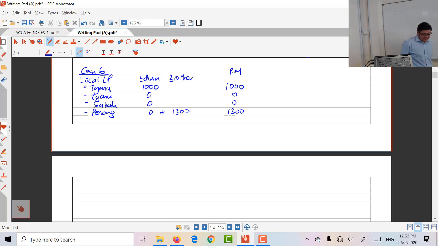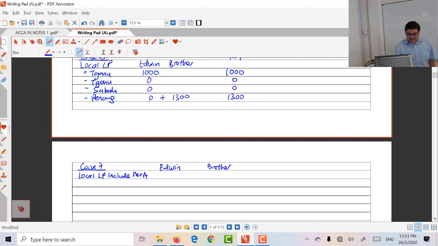Okay, the last one, case 7. This time Edwin is given a passage to Langkawi and Korea with his brother as well. The value of the passage is 2,004, including meal and accommodation. That's Langkawi, which is 1,000. Korea is 4,000, including meal and accommodation, which is 1,002. Okay. This time, we have Edwin as well as the brother. Now, there's local leave passage, including meal and accommodation. Then Edwin is exempted, but the brother's value will be taxable because he is not immediate family. So you expect the 2004 to be assessed.